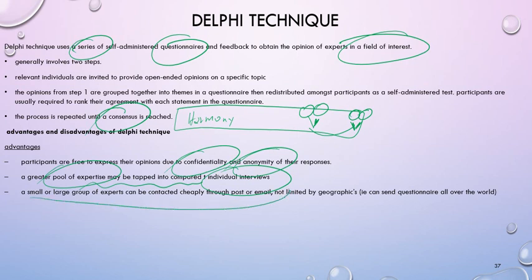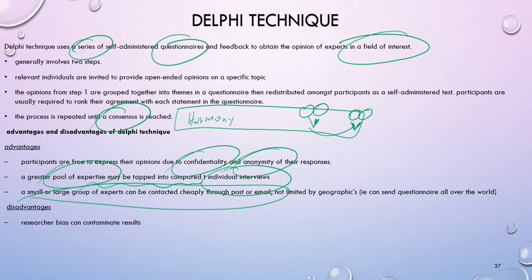The experts can be contacted by post or mail, so there is no geographic limitation, like you have to get those people who can participate in your focus group. You can send the questionnaires around the world. When I did my research, I sent the questionnaires to Greece.